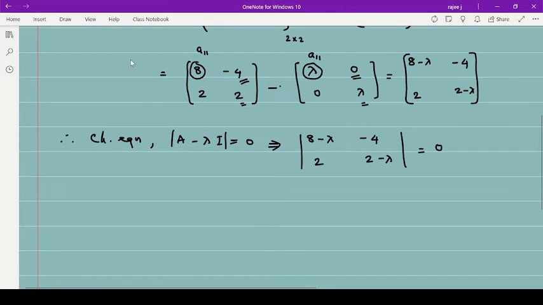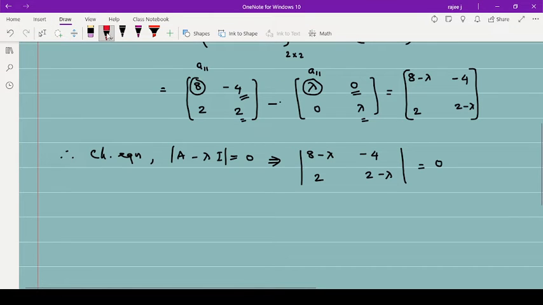Now we will open this determinant. I hope you remember how to open this determinant. To open the determinant, you multiply these two and then multiply these two. So that is 8 minus lambda into 2 minus lambda, minus, then we will take minus this, minus 4 into 2, which is equal to 0.